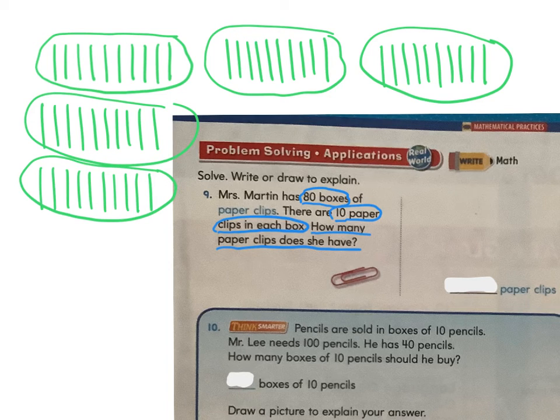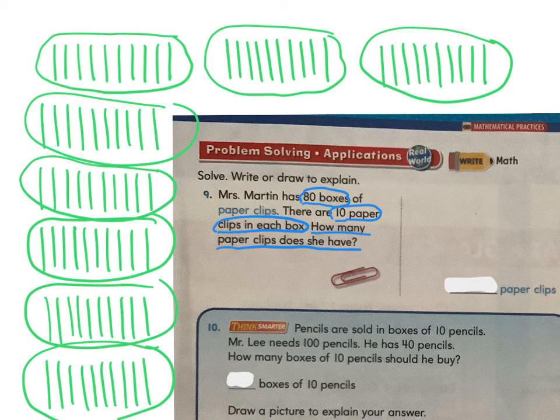Pause the video. We're at 50 so far and we need to get to 80. When you're ready, unpause the video. So by the time you finish, you should have drawn 80 boxes of paper clips, which are shown with your base 10 blocks. But we circled our groups of 10 tens so that now we can skip count by 100 to figure out how many paper clips total does Mrs. Martin have. So let's skip count by 100.